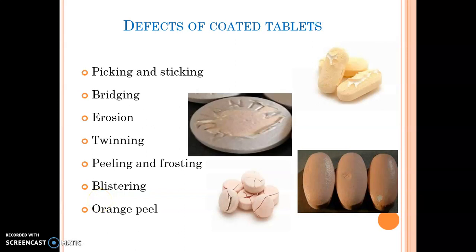Then coming to blistering, too rapid evaporation of solvent from the coated tablets and the effect of high temperature on the strength and elasticity of the film may cause blistering. The last one is orange peel effect. This refers to a coating texture that resembles the surface of an orange. It is usually the result of high atomization pressure in combination with spray rates that are too high.